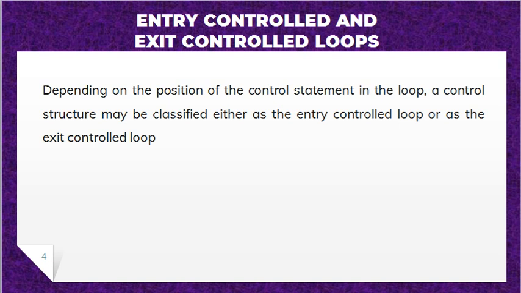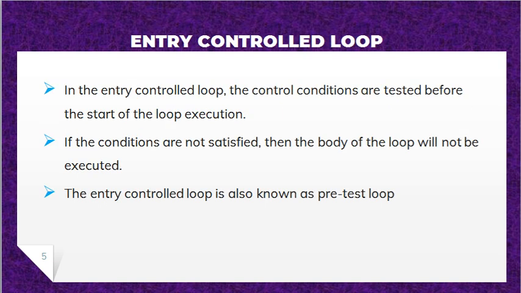We can see what they are. First one is the entry controlled loop. As the name implies, in the entry controlled loop, the control conditions are tested before the start of the loop execution. If the conditions are not satisfied, then the body of the loop will not be executed. The entry controlled loop is also known as a pre-test loop.